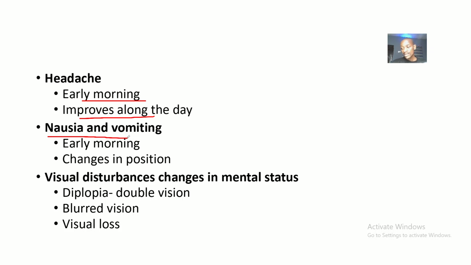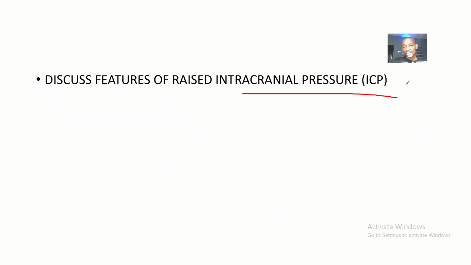Nausea and vomiting. Nausea is basically the feeling of wanting to vomit, while vomiting is the process of expelling abdominal contents through the mouth. You could have these symptoms early in the morning, or if you change position, if you sleep in some position, then you have feelings of vomiting or you are vomiting. Raised intracranial pressure could be suspected. We call it ICP, which is basically the intracranial pressure.